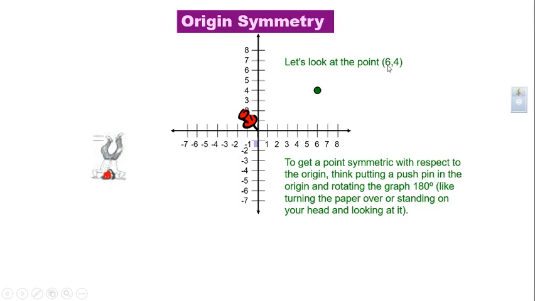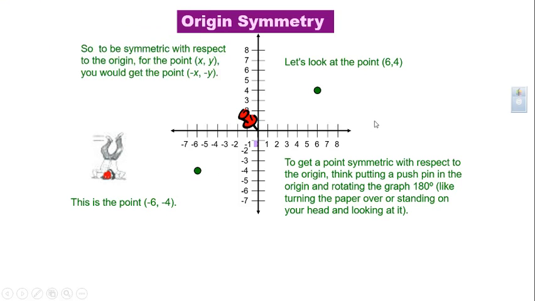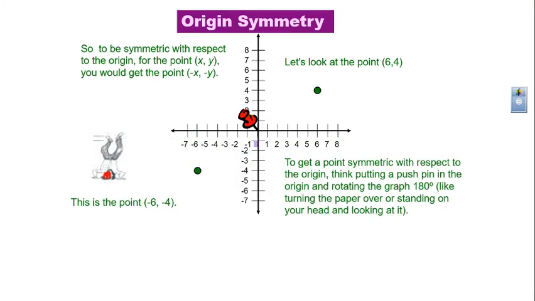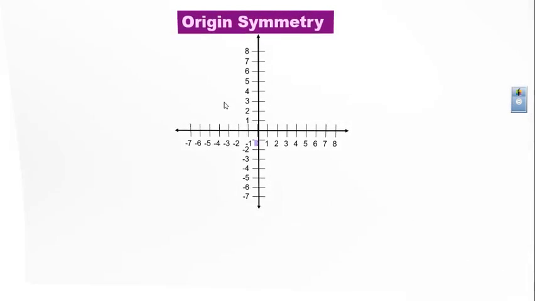So the x-coordinate will change and the y-coordinate will change. So the new point will be -6, -4. Because now we're not simply talking about reflecting about one axis, we're reflecting about both axes. So we have to change both x-coordinate and y-coordinate.